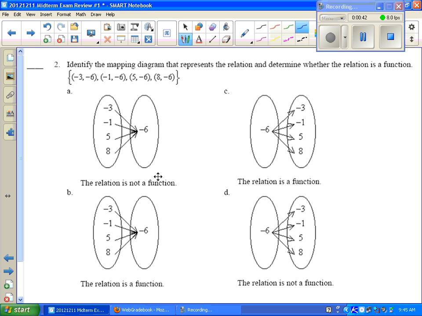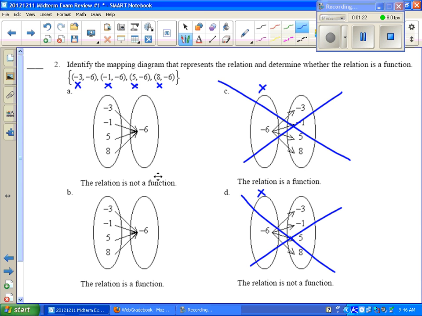For number two, you're identifying the mapping diagram that represents the relation and determining whether it is a function or not. What you need to do is look at your ordered pairs. All of your first values are considered your x values. So negative 3 is an x, negative 1 is x, 5 is x, and 8 is x. That means they're going to be in the first bubble, your domain value, your x value. As you look at C and D, notice both of their domain values, their x's, just show negative 6. So both of those answers are eliminated right away.